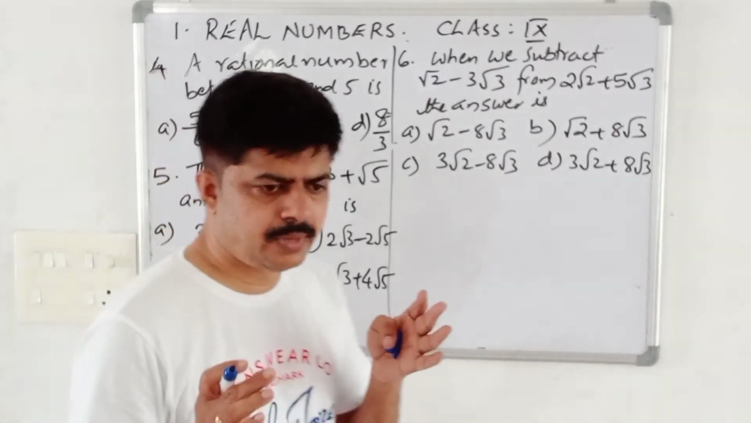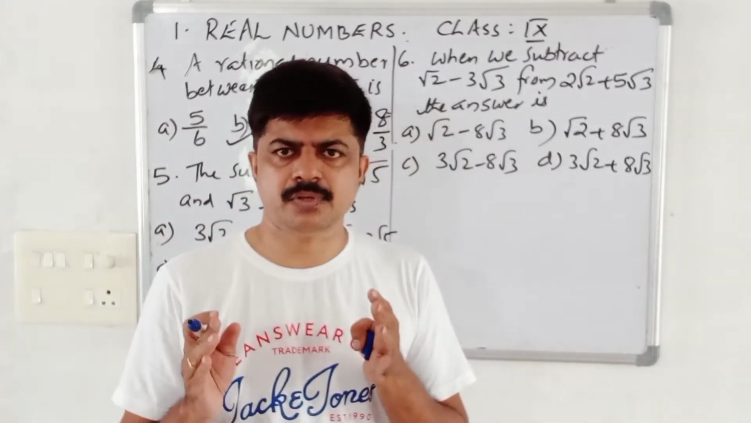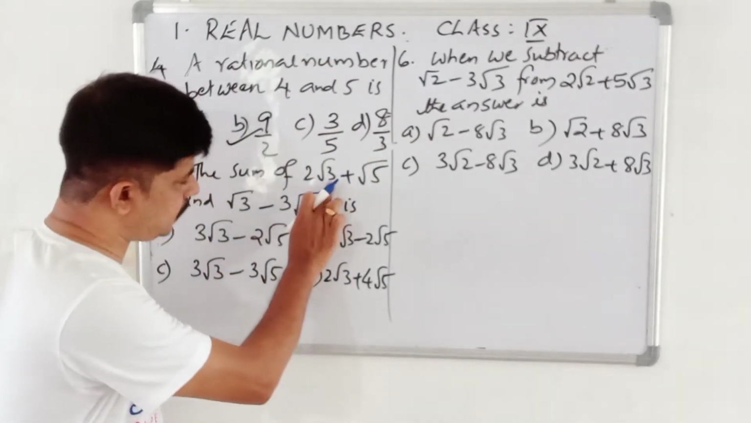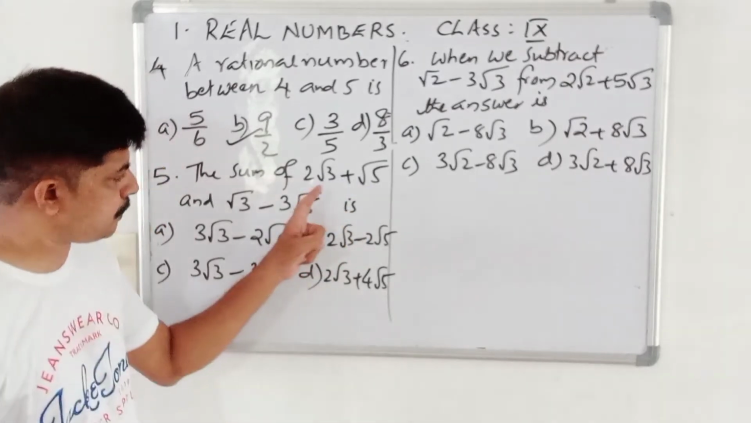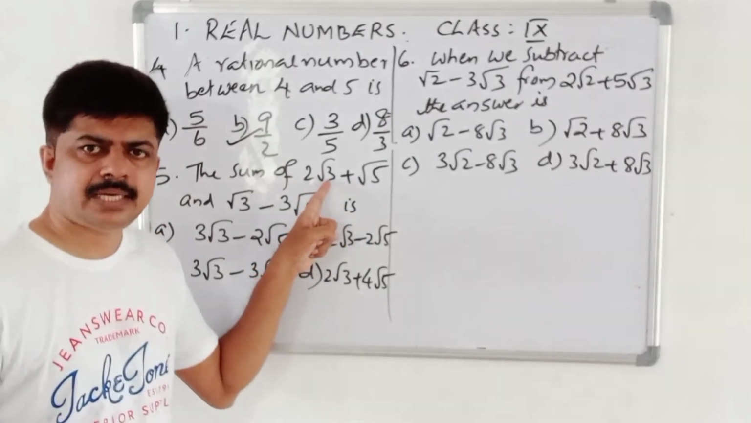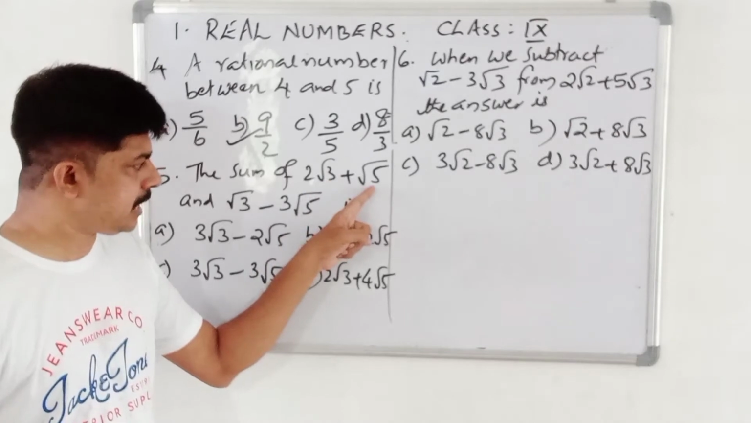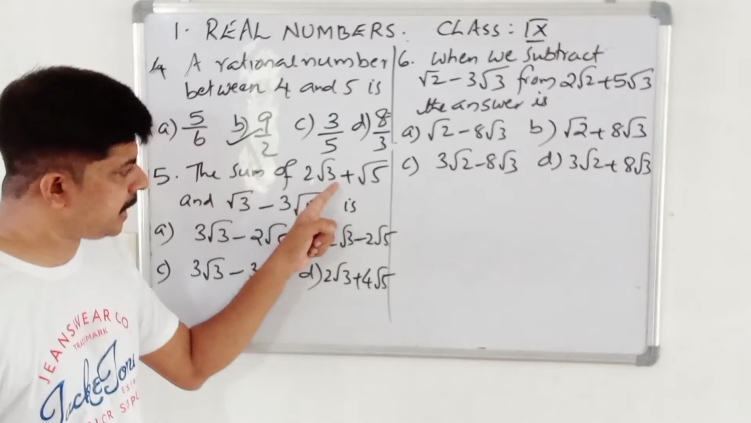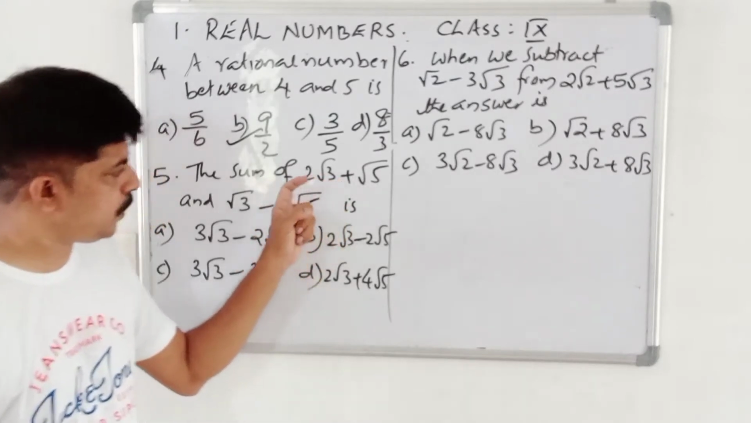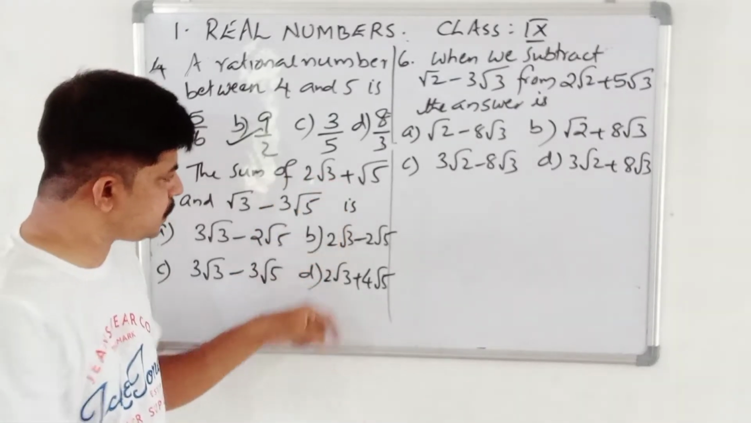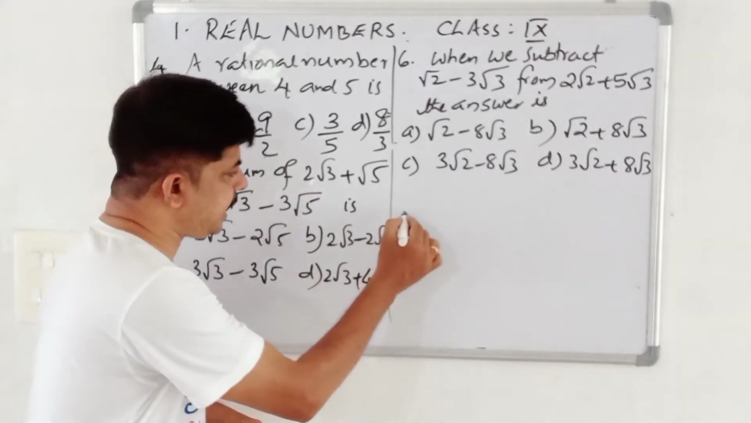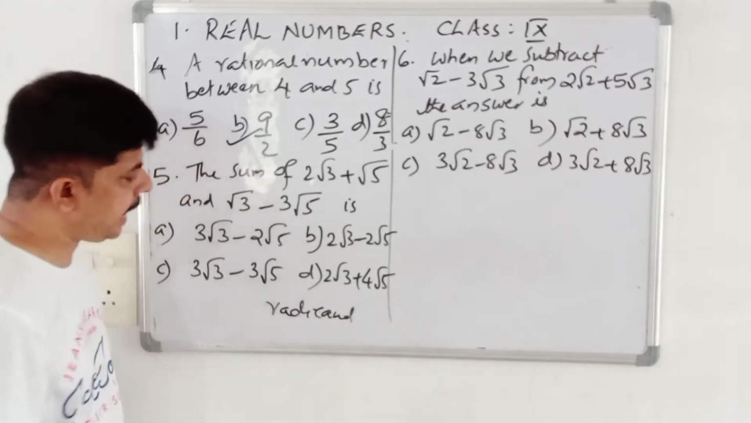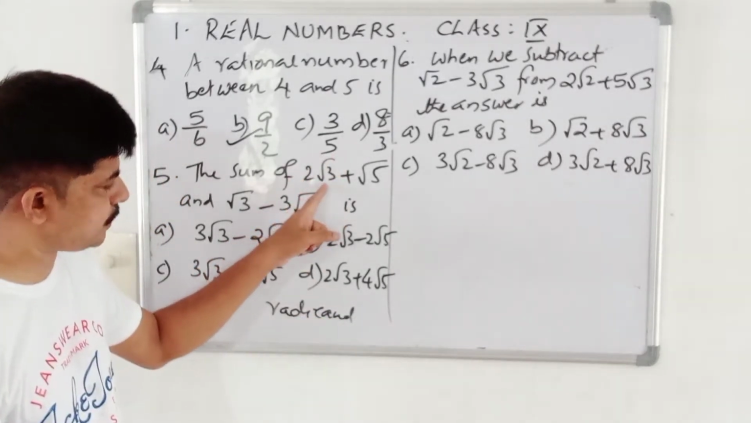When you add two radical expressions, we have to check the radicand. What do you mean by radicand? The number which you write inside the root. Each one is called a radical expression. 2 root 3 is a radical expression. It contains a root. Each term containing a root is a radical expression. The number which you write inside the root is called the radicand.